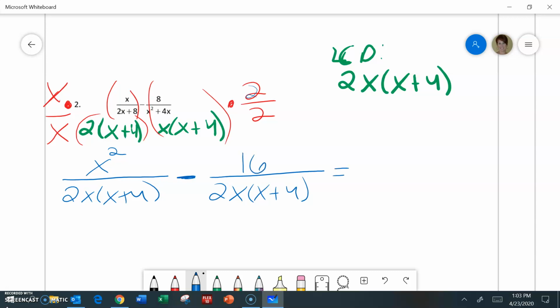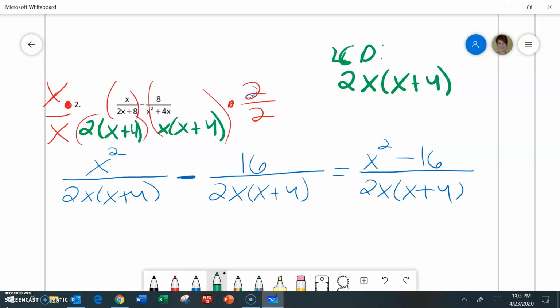Once again, I think it helps to write the denominator so that you don't cancel anything out. And then we're literally going to subtract x squared minus 16. So right there, what we've done is we've actually subtracted, but now we need to simplify, and this is where some of you are just kind of stopping.